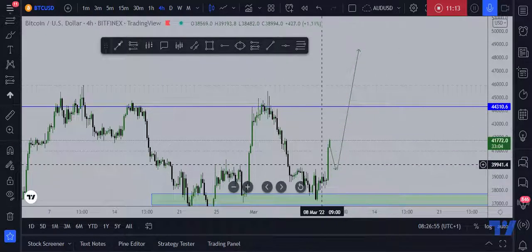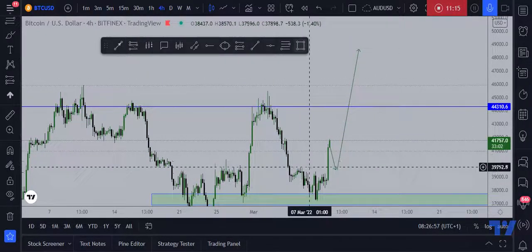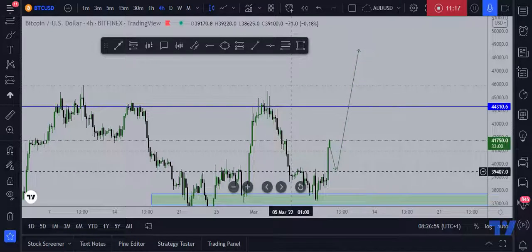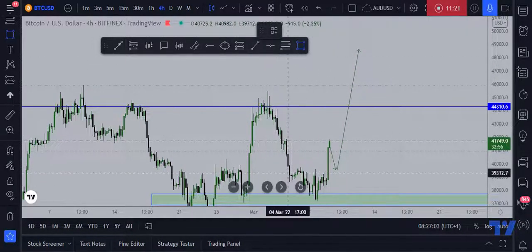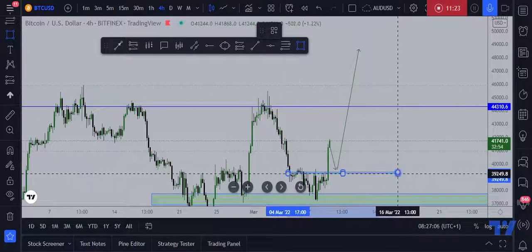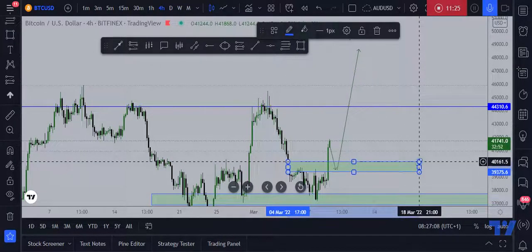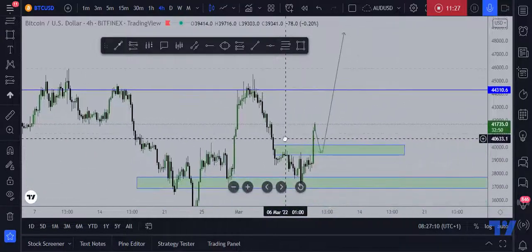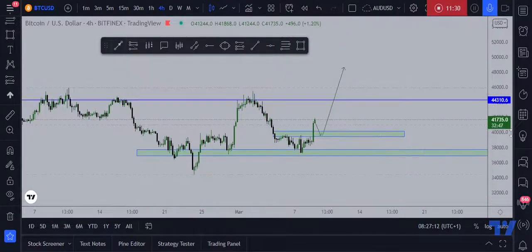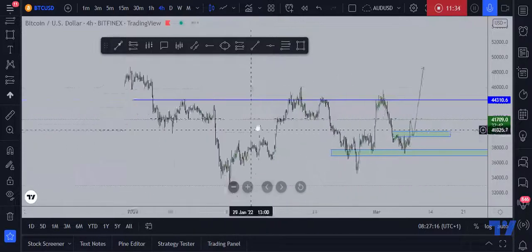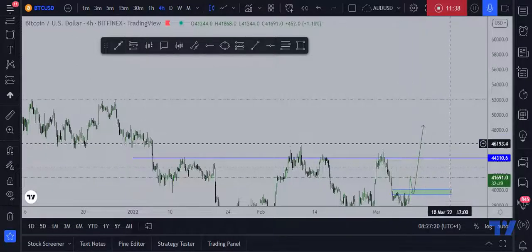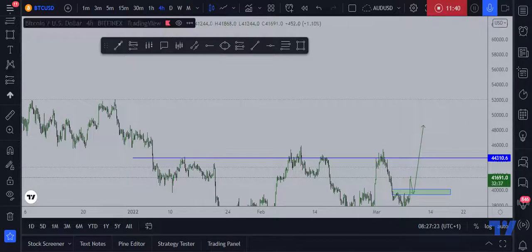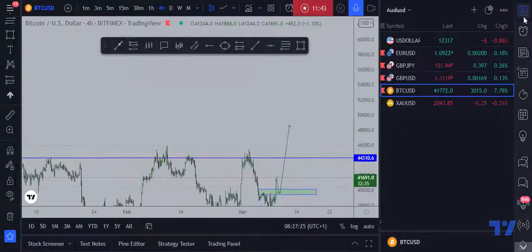expecting a pullback into some of these areas here. We want the market to pull back into some of these areas. If we pull back into some of these areas, we'll be taking buys for it to break above this area on the fall. Taking buys into some of these 50, 52 areas. That is for Bitcoin. And which other pair?